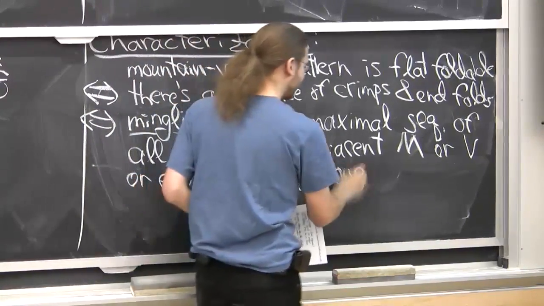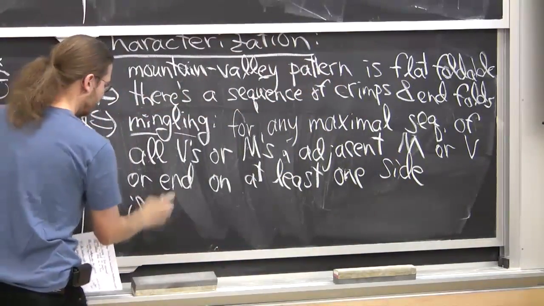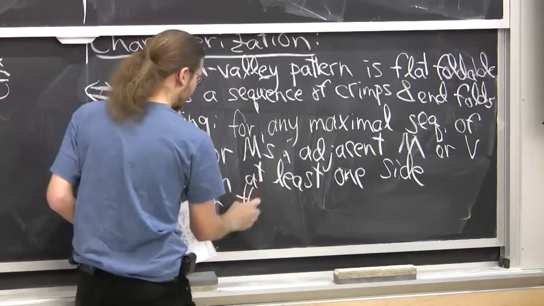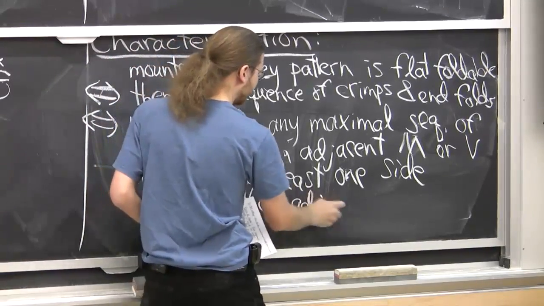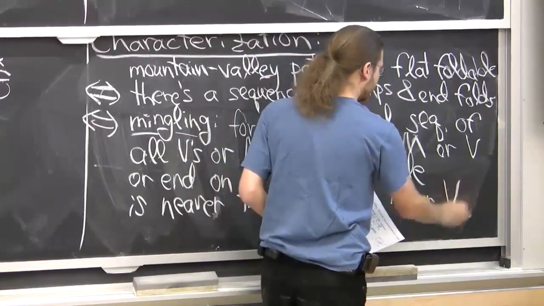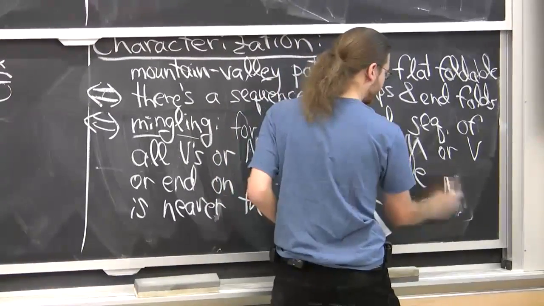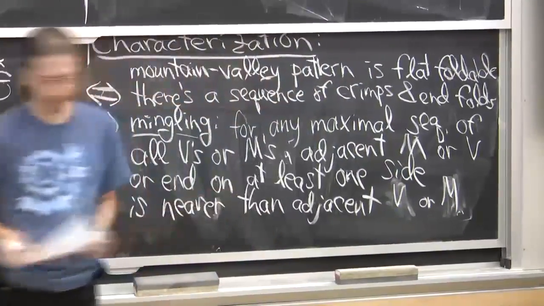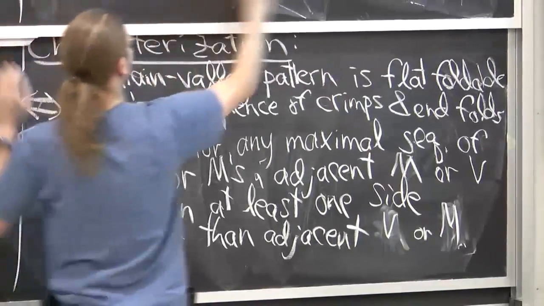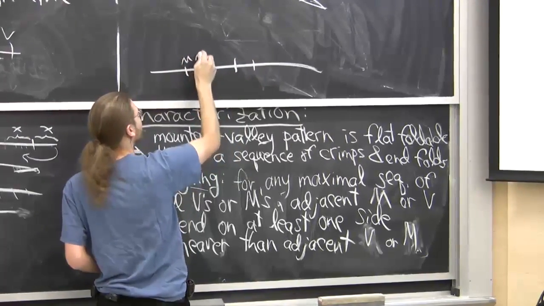This is, again, one of those things that's much easier in a picture. But I will write down the words first. Is nearer than the adjacent M or V. Sorry, backwards. So I'm trying to use parallel construction here, but I got it inverted from my notes. So let me draw the picture. You have a segment. Suppose I take some maximal sequence of M's all in a row.